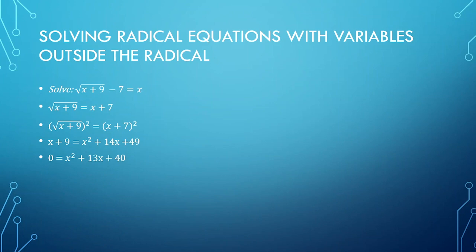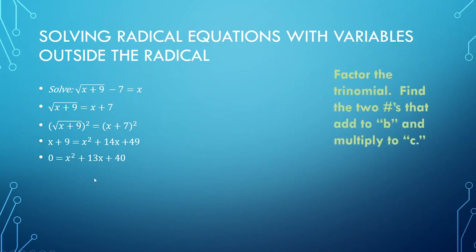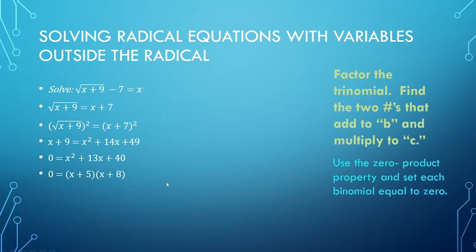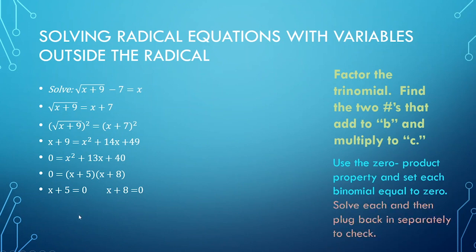Bring everything to one side. Bring the x over, bring the 9 over using subtraction. Now you want to factor that trinomial. Find the two numbers that add up to b and multiply to c. b is the 13, c is the 40. So what two numbers multiply to 40 and add up to 13? 5 and 8. Those are your two possible solutions. Use the zero product property to set each binomial equal to 0, and then solve for x on each of them. You have x equals -5, x equals -8.